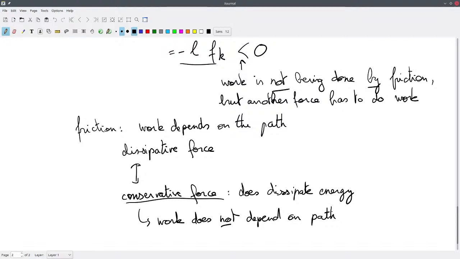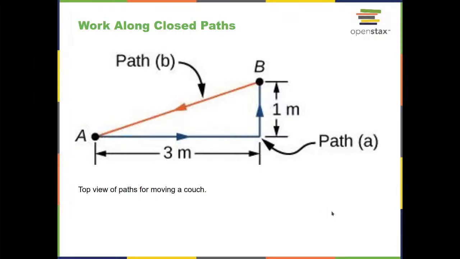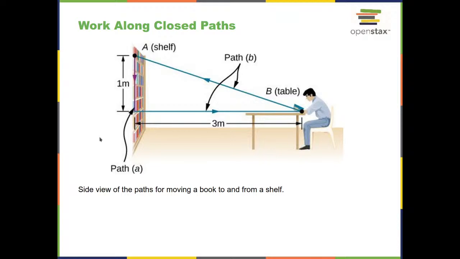And an example there is the gravitational force. So let's now look, this was a trajectory along a closed path. We can go to this example. It's exactly the same trajectory, but the example now is someone taking a book off the shelf. They're taking it off the shelf at A, bringing it down 1 meter, moving it over 3 meters here, and then moving it back at the end of the trajectory.